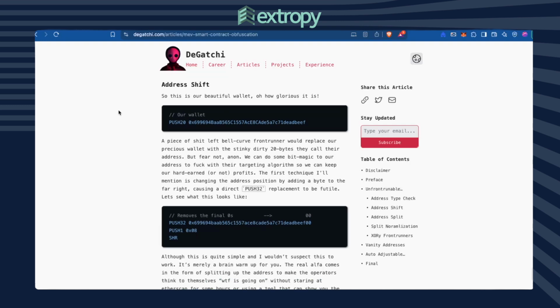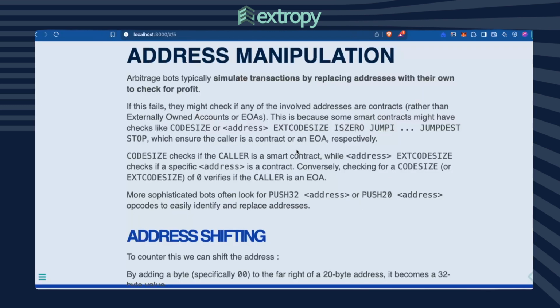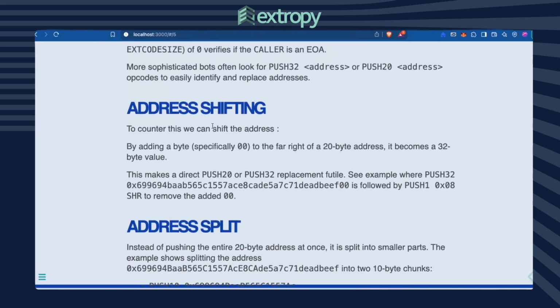He's very creative in his language. Unfortunately, I'm not so creative. So I just kind of stuck to the facts when I was giving a précis of the techniques. But the techniques really are just what you see here. So we're moving on to the address shifting now.